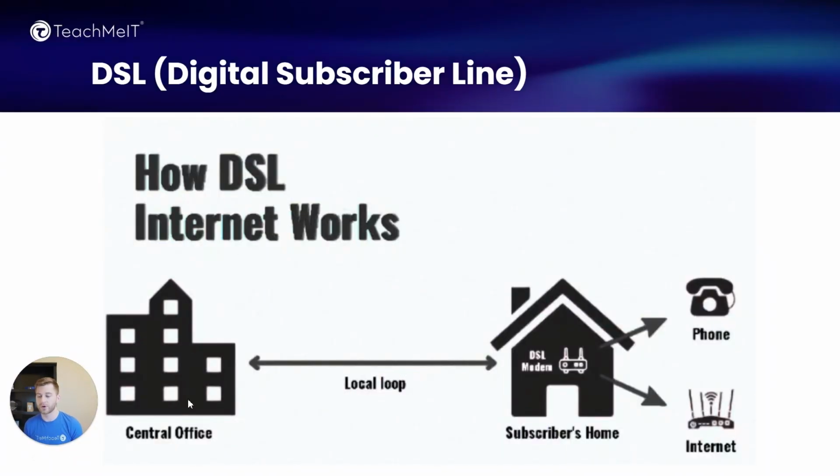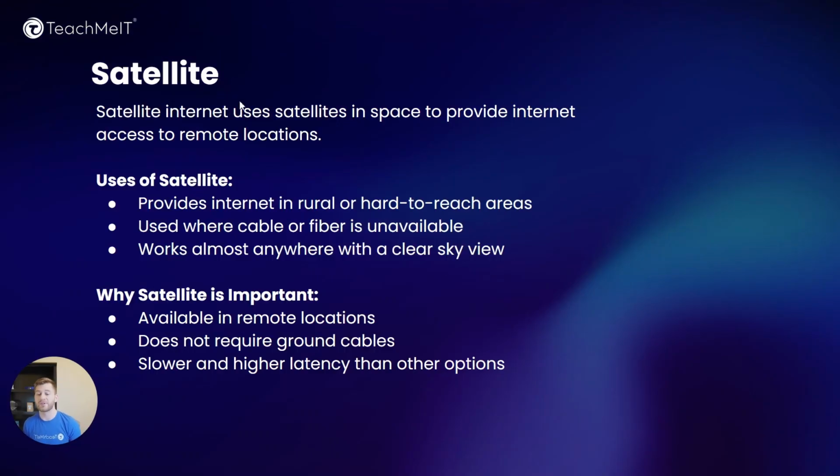This is how DSL works. It routes connections from a central office to a customer's home. The customer has a DSL modem, and then they have access to internet and the phone. So the connection goes right to the DSL modem, which provides both of those services. Next up is satellite internet.